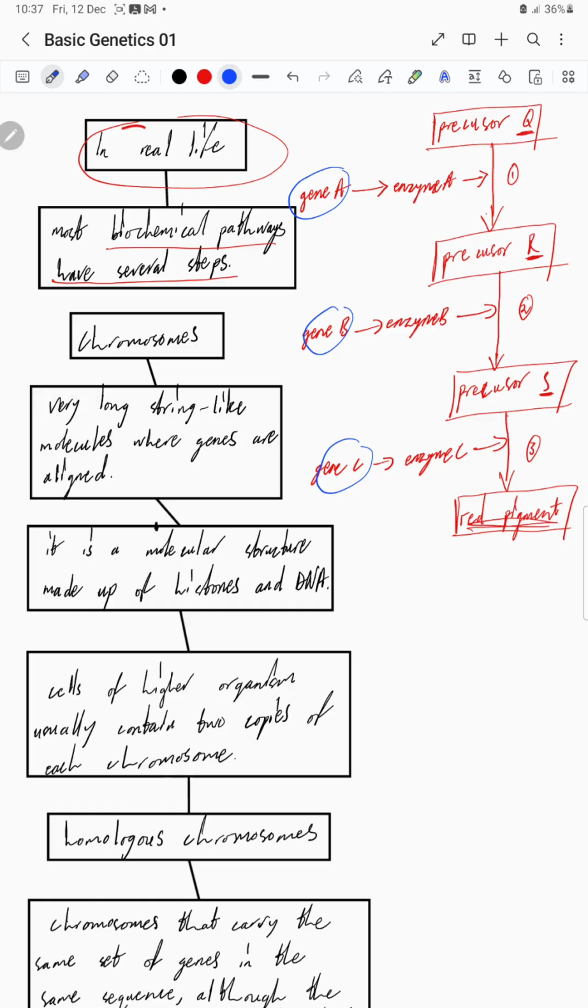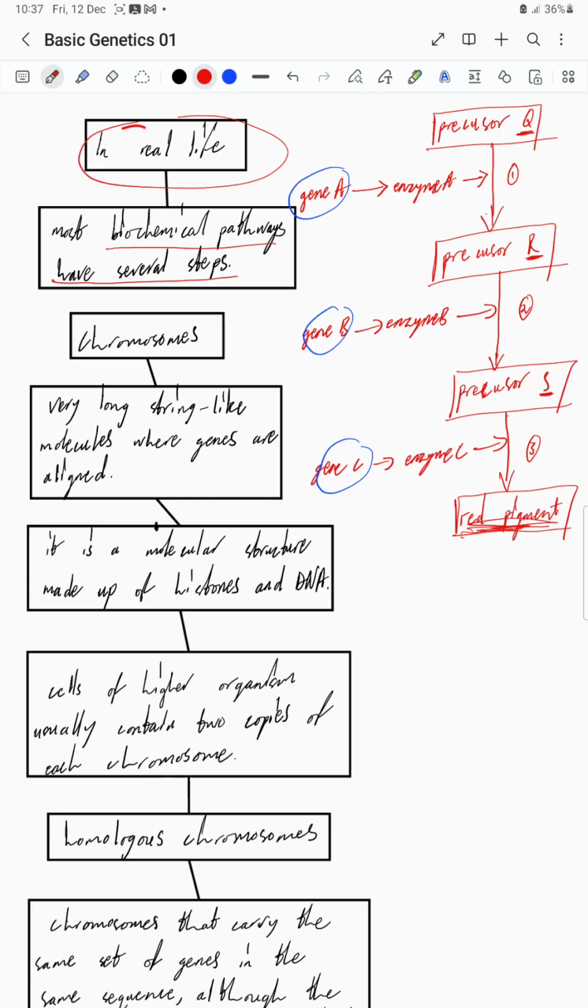So that means if there is a mutation or any destruction of any of these genes, it's going to affect our result here at the pigment. So mostly our biochemical reactions are affected by many genes.